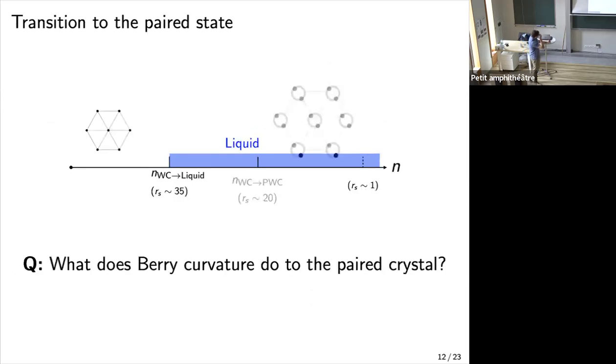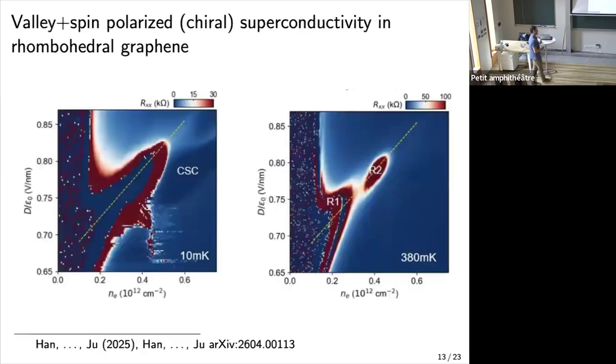For the remainder of the talk, I want to address the following question: what does Berry curvature do to this paired crystal? If I imagine that the electrons live in a host band that has some significant amount of Berry curvature, how, if at all, does this story change? So this is not just an academic question, it's not just adding additional bells and whistles for no good reason. Really, this is motivated, at least for me, by some recent experiments that I found very exciting and interesting.